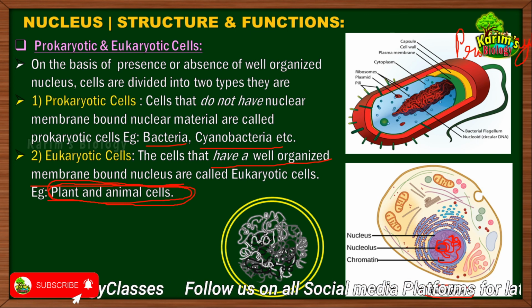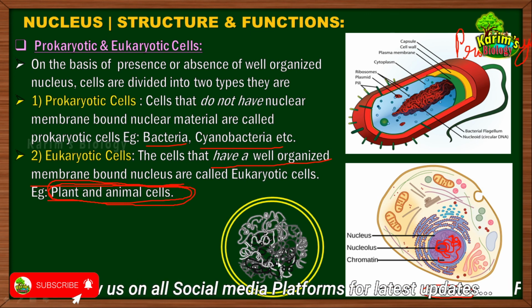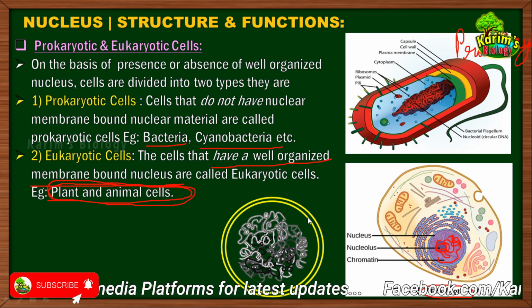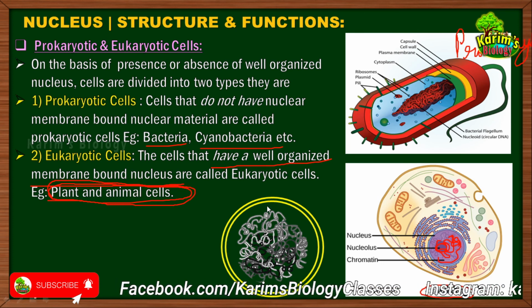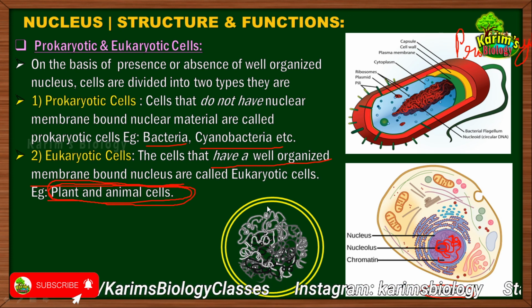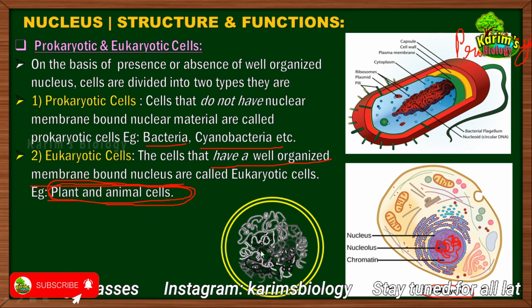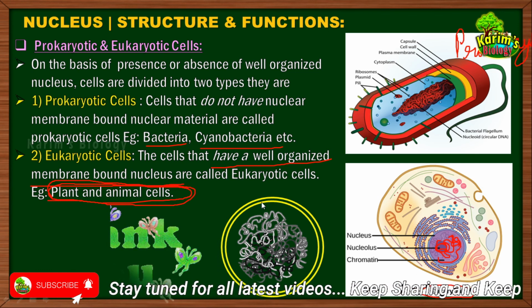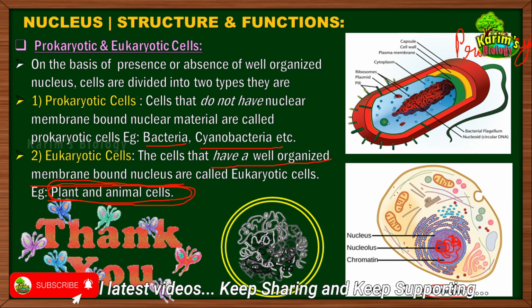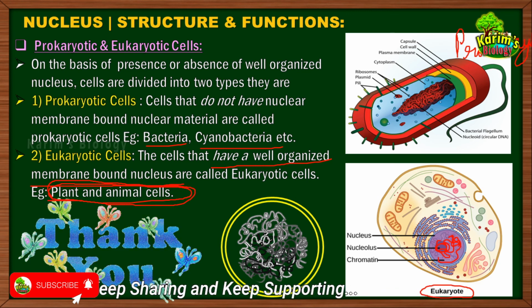But now you see, yes, now what happened? There is a nuclear material here, but in this case around the nuclear material there is a double membrane present, right? Now this happens to be a eukaryotic cell because here the nuclear material is covered with a nuclear membrane. So this is the meaning of eukaryotic and prokaryotic cells. I hope that you understood.